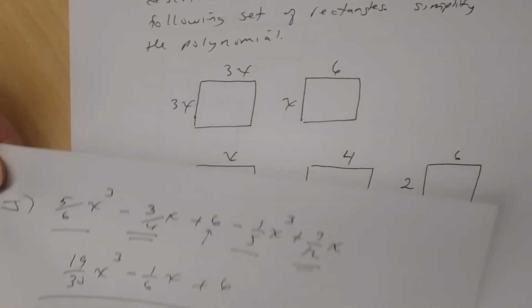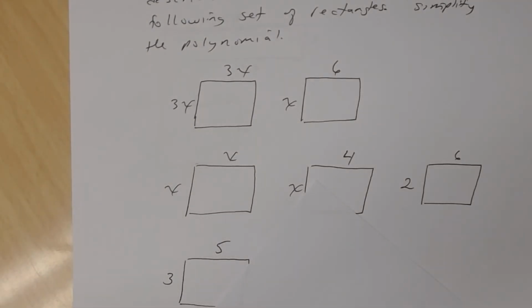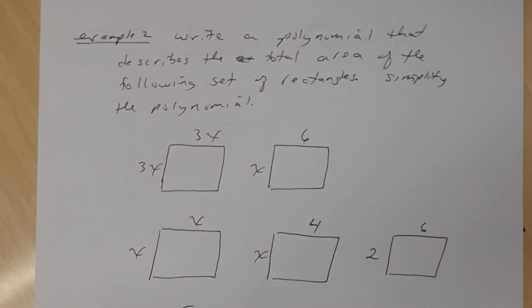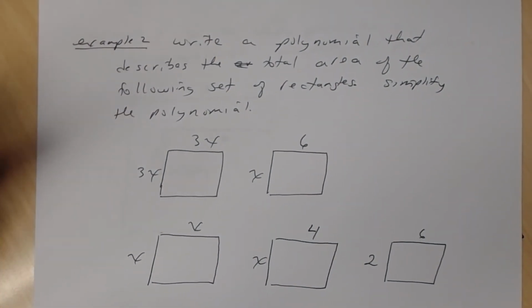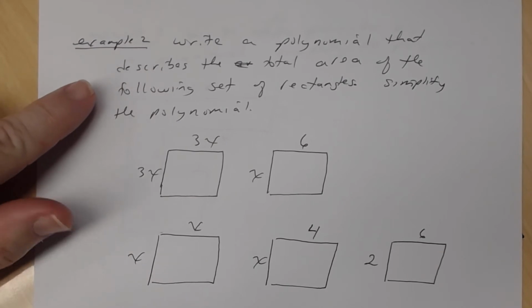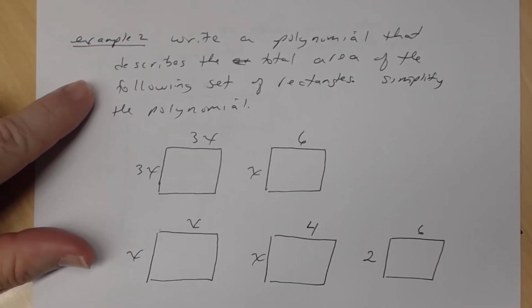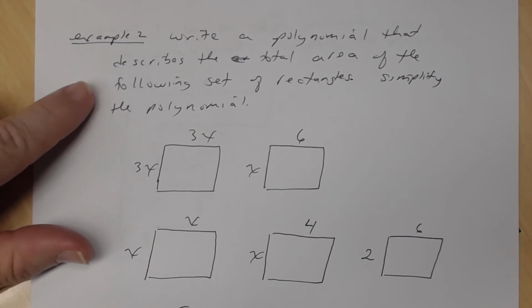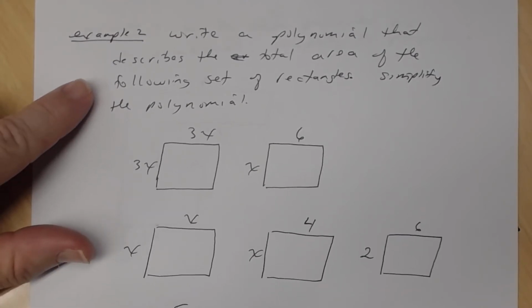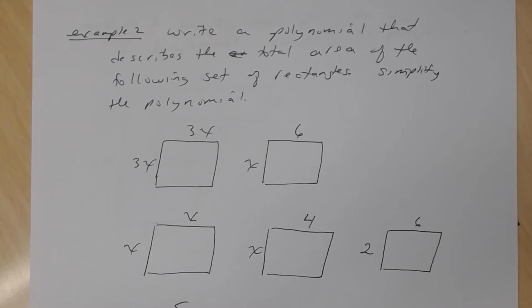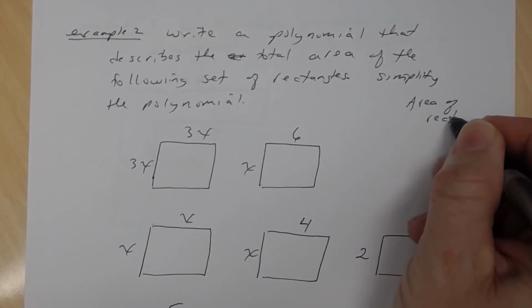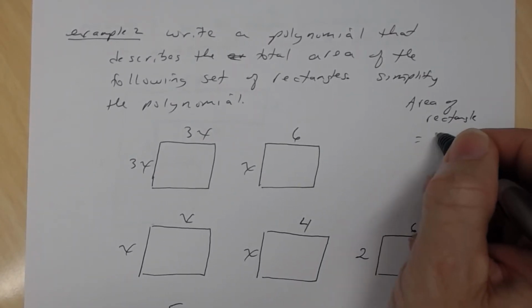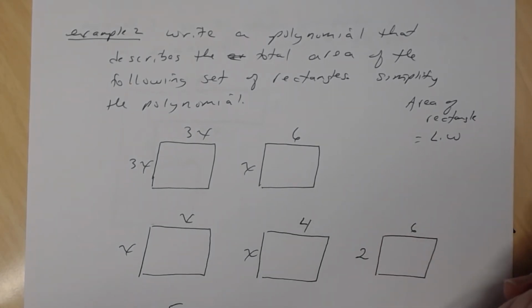Okay, now the other type of example you'll see is this. So let's talk about this. On MyMathLab, they're going to say, write a polynomial that describes the total area of the following set of rectangles, and then simplify the polynomial. Remember, the area of a rectangle or square is length times width.